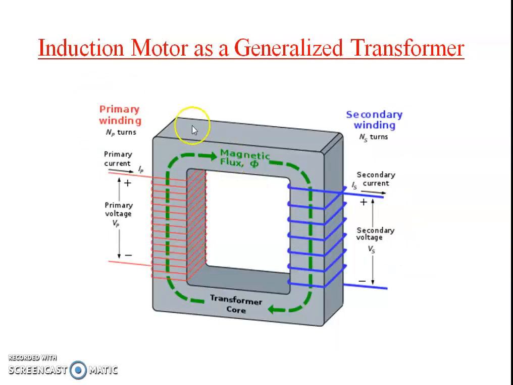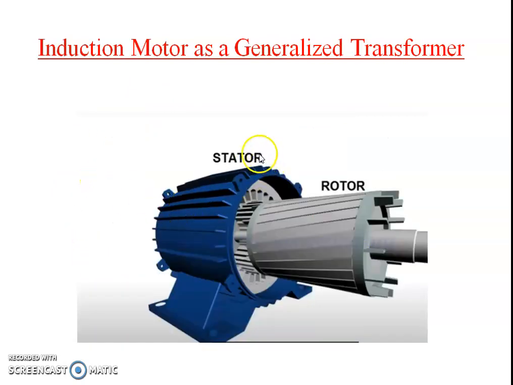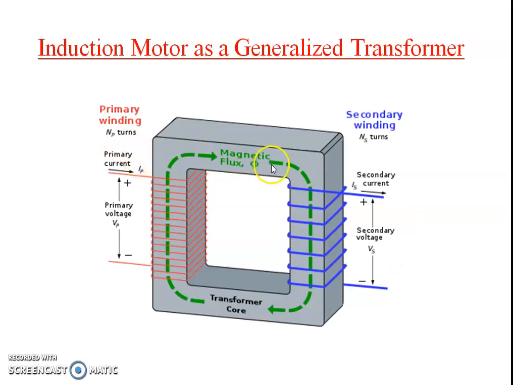What I said is, the primary winding of the transformer is equal to the stator winding of the induction motor. Why is this done, what is the reason? Because for the transformer I am giving supply to the primary winding. Now when I give supply to the primary winding, a flux will be created in the primary.